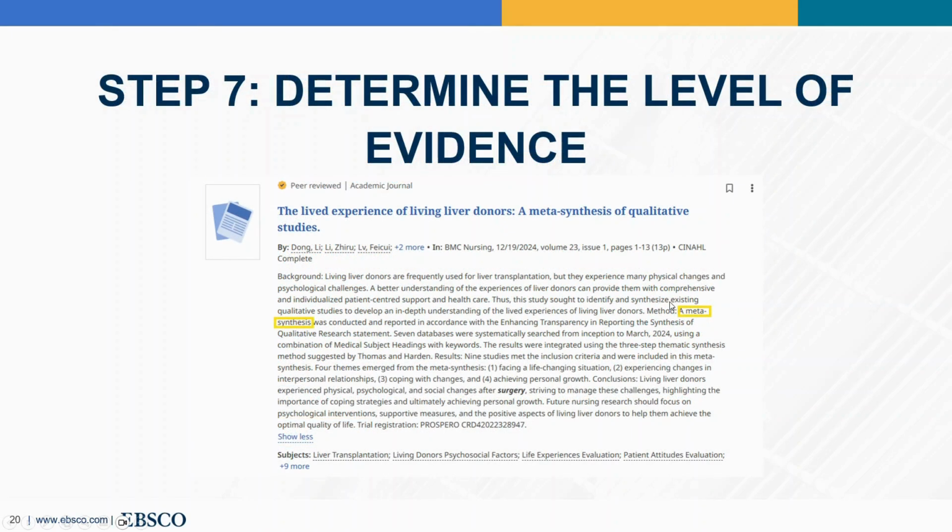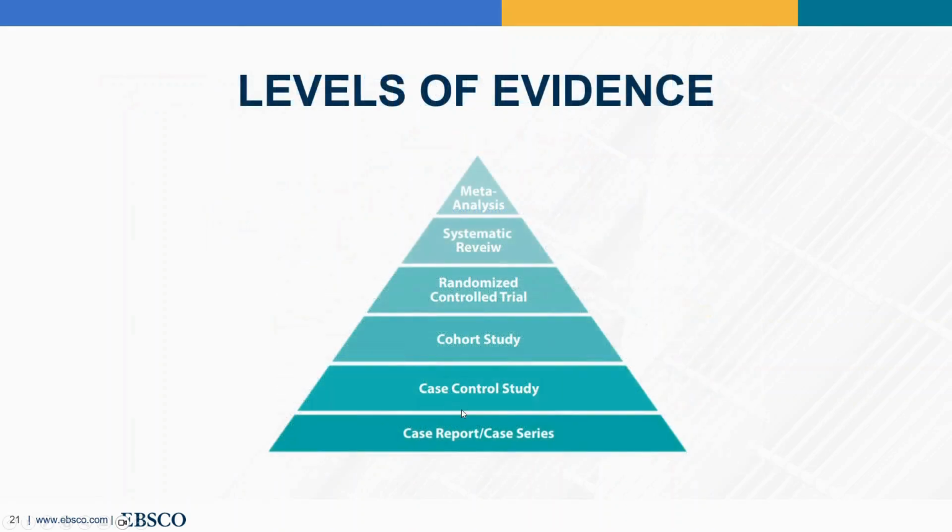Now, the last thing that we're going to do is assess the evidence and determine the strength of the evidence. From the result list, you can see a bit of information about what kind of study it is. So we've got a little bit of information here and it tells me that this is a research article and this one is a meta-synthesis. So what does it mean when we talk about levels of evidence and assessing the strength of the evidence?